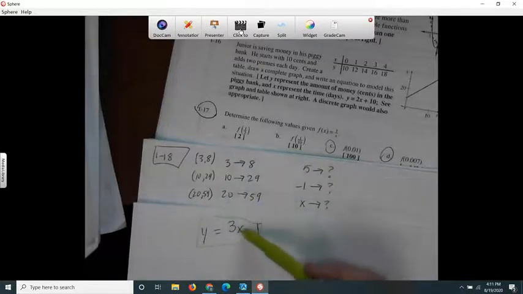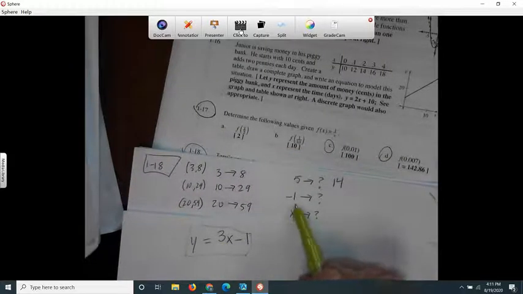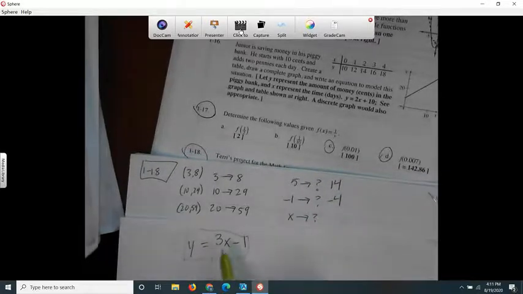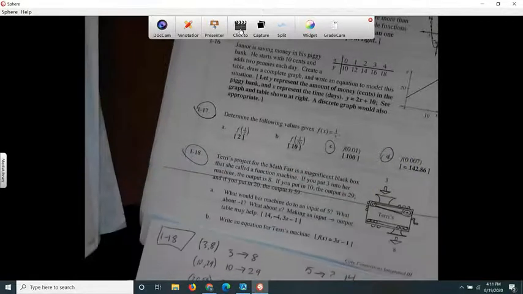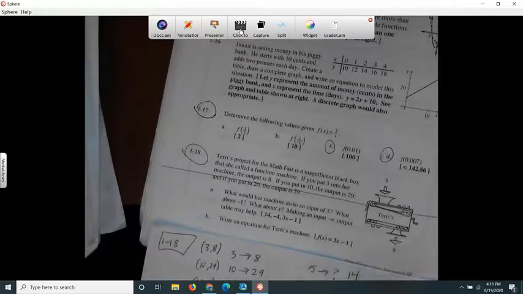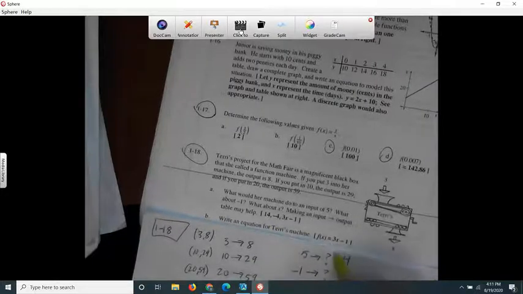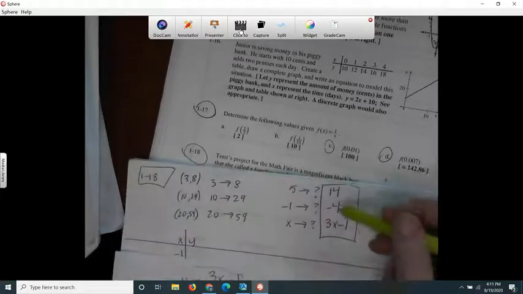And now I can use this to find out what happens when I put a 5 in. Well, it'll be 3 times 5 is 15, minus 1 is 14. 3 times negative 1 is negative 3, minus 1, is negative 4. 3 times x minus 1 would give me 3x minus 1. I guess the book writes it like this: 14, comma, negative 4, comma, 3x minus 1. Maybe if it was in your homework and you just did it like that, that would be okay too.